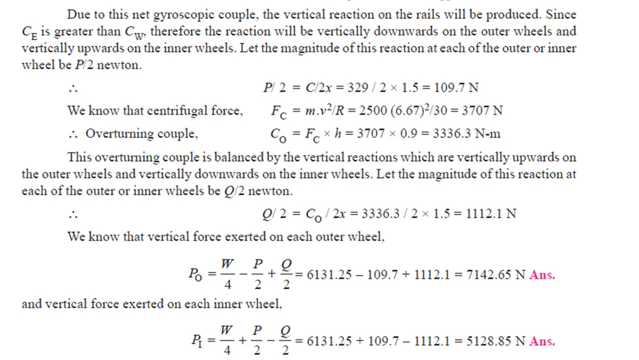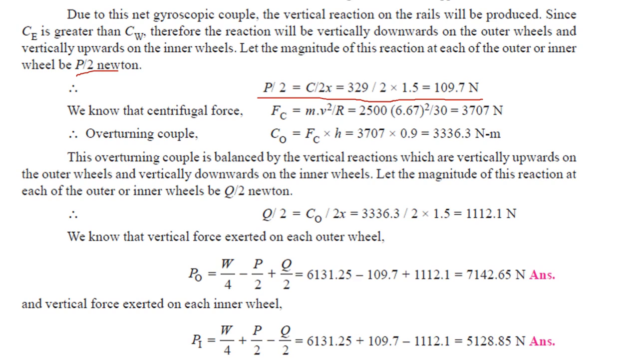Due to the net gyroscopic couple, a vertical reaction on the rails will be produced. Since Ce is greater than Cw, the reaction will be vertically downwards on the outer wheels and vertically upwards on the inner wheels. Let the magnitude of this reaction at each outer and inner wheel be P by 2 newtons. Therefore P by 2 is equal to C by 2x, that is 329 divided by 2 into 1.5, so you get 109.7 newtons.